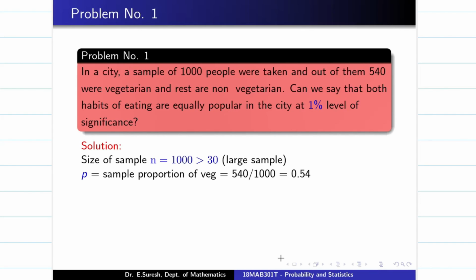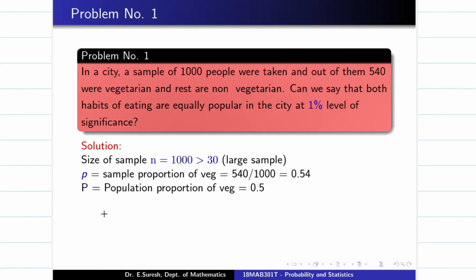Can we say both the habits of eating, vegetarian and non-vegetarian, are equally popular? So equally popular. The city represents the population, and 1000 people represent the sample. The population proportion, capital P, is clearly given: 50-50 vegetarian or non-vegetarian. So my capital P is going to be 0.5. That's what I'm trying to say.